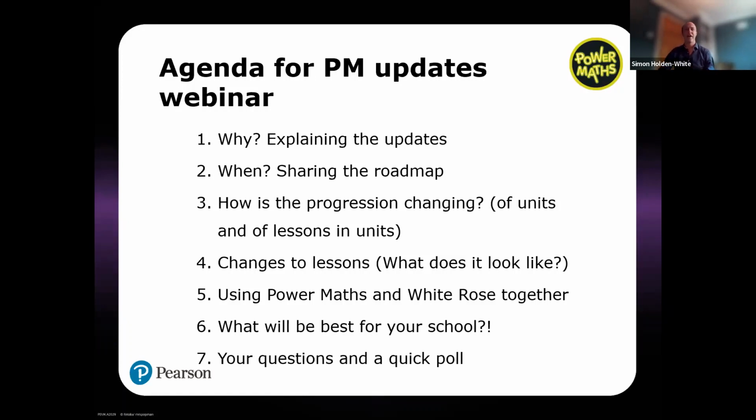And then I'm going to come back on to do number 6, which is how are you going to decide what's best for your school? Because of course, we're giving you a choice about which edition you could be using in the next academic year. And there'll be a poll at the end, which is going to ask you what you plan to do. That's going to be really interesting for us. And we'll also answer your questions, whether we do that in the session or whether we do it as follow-up.